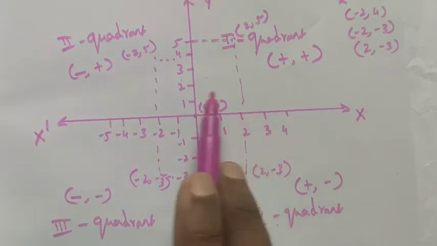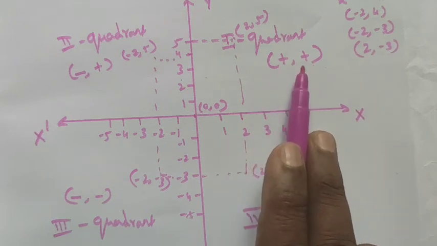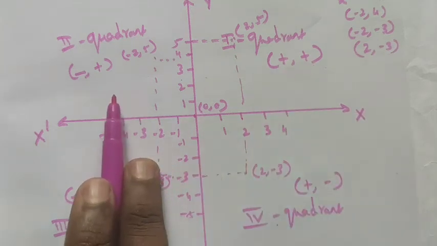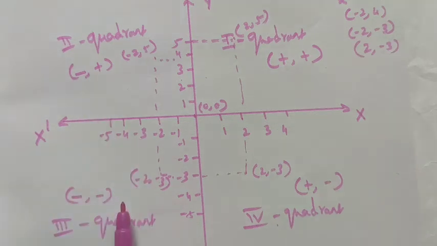So the plane is divided into 4 quadrants. The first quadrant always has both x and y positive. In the second quadrant, x is negative and y is positive. In the third quadrant, both are negative. In the fourth quadrant, x is positive and y is negative.